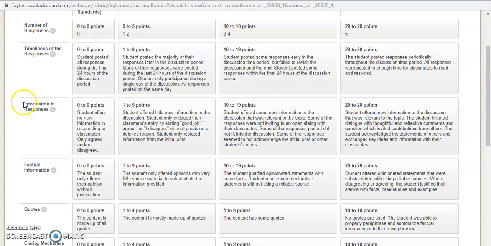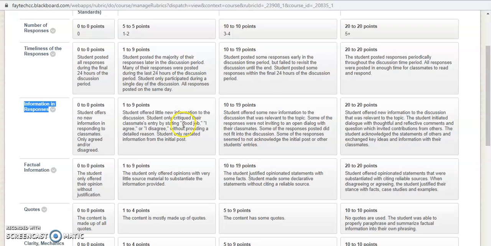The next line here is information and responses. What I'm looking at here is that you're offering new information to the discussion that is relevant to the topic, that you're initiating dialogue, that you're acknowledging statements of others, and you're expanding the conversation. What I'm not looking for is critiques.